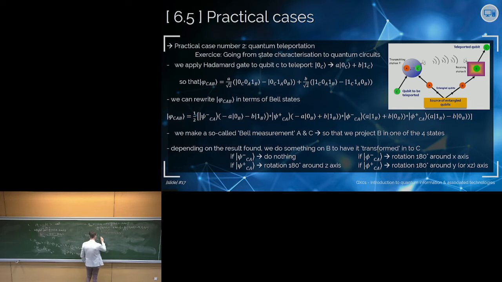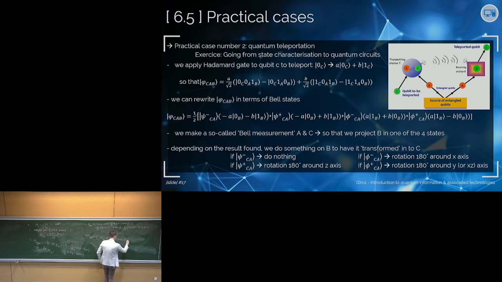So what I'm saying is that I can rewrite this like so. Psi minus CA, one of the 4 Bell states, but between C and A. We'll write that after. Times minus A 0B minus B 1B. Okay, so here I dissociated C and AB. Now what I do is I separate CA and B.